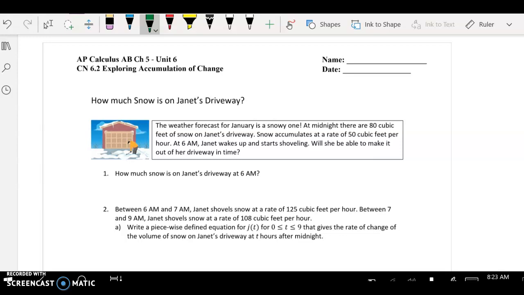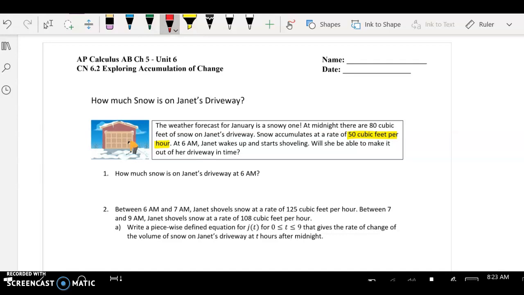At midnight, there are 80 cubic feet of snow on Janet's driveway, so you can think of that as a volume. Snow accumulates at a rate of 50 cubic feet per hour. We also know that at 6 a.m., Janet's going to get up. She's going to start shoveling. And we want to know whether or not she's going to make it out of her driveway in time, I guess, to go somewhere.